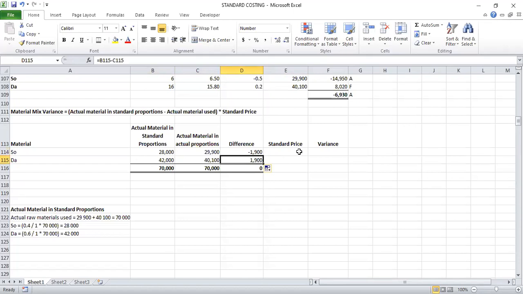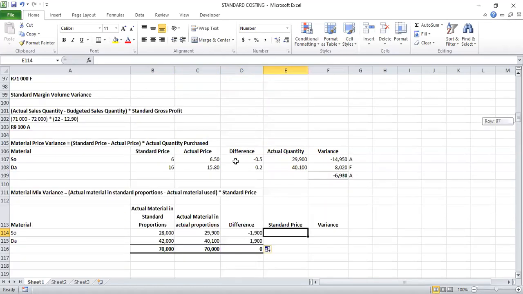All right. Then the standard price, we know that the standard price of this raw material, I think we have them from our previous calculation. These are the standard prices here, 6 and 16. Then our variance will be the difference times the standard price. Then we get our total.